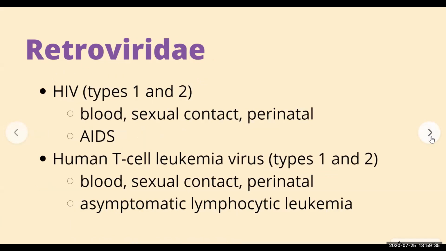The next family is the Retroviridae. So ito siya ang human immunodeficiency virus or the HIV. So we have HIV, we have types 1 and 2. You will get it from blood, no? Transfusion, pwede. Sexual contact, perinatal, mother to child.